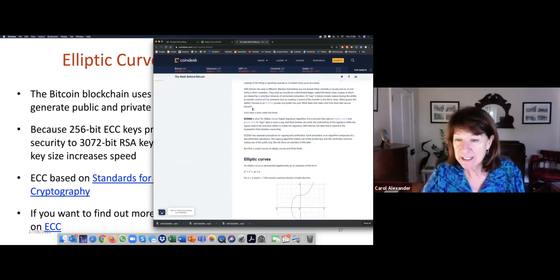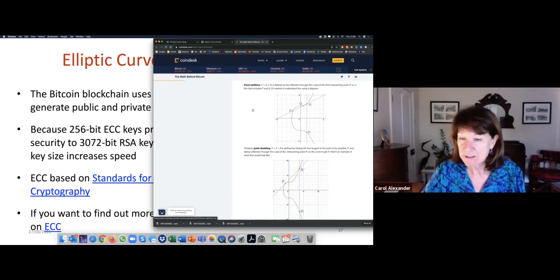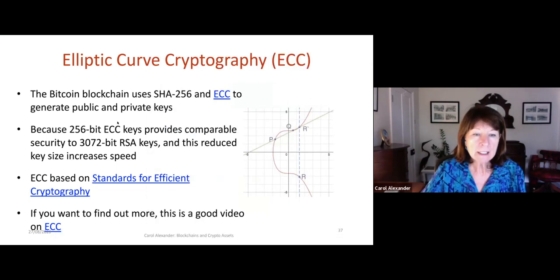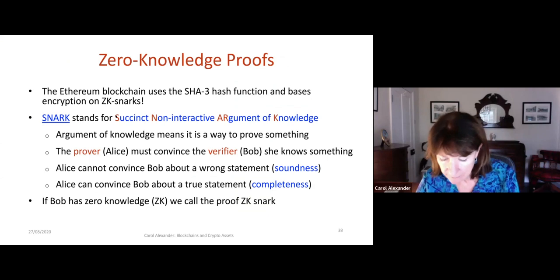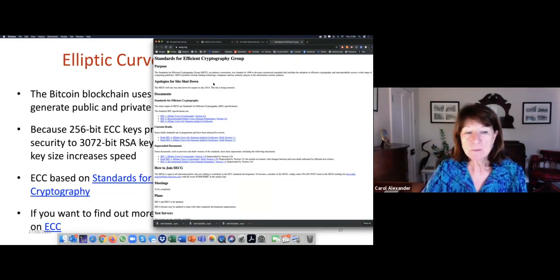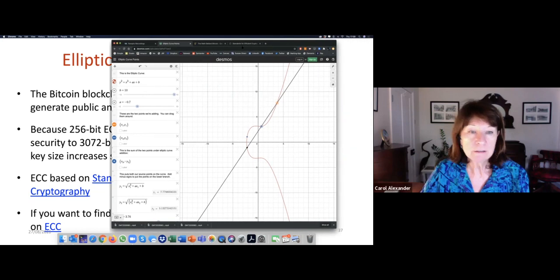So this explains elliptic curves and so forth. Point addition, point doubling, this is the sort of algebra instead of modular arithmetic. It's a different type of arithmetic that's used. And there are, let's go back, standards for efficient cryptography is where you get all the parameters of these curves. So here's an elliptic curve that you can play around with.